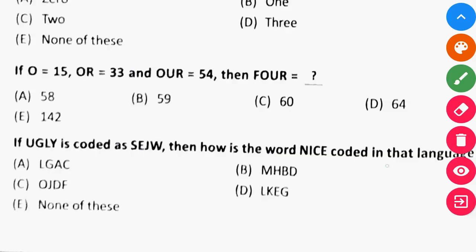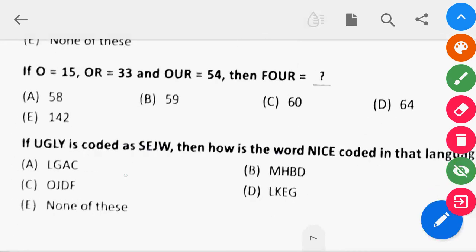Now see, if UGLY is coded as SEJW, then how will NICE be coded in the language? Now again you have to find a relation between U and S. O, P, Q, R, S, T, U. See, between U and S there is one letter, and we are going backward in the alphabet series. U, T, S. G, again E, F, G. F is missing and E is there. Okay, means you are going back in the alphabet series.